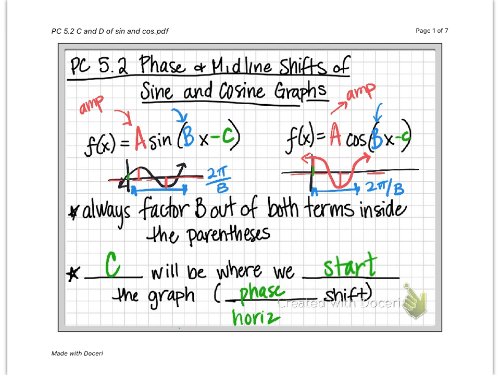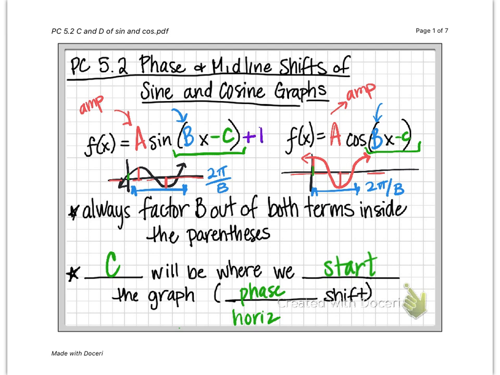The thing we have to do too with the phase shift is if we have a coefficient of x, if we have a b value that is not 1, we must factor it out of both the terms inside the parentheses before we start identifying our phase shift and starting our graph. So we'll talk about that a little bit more later.